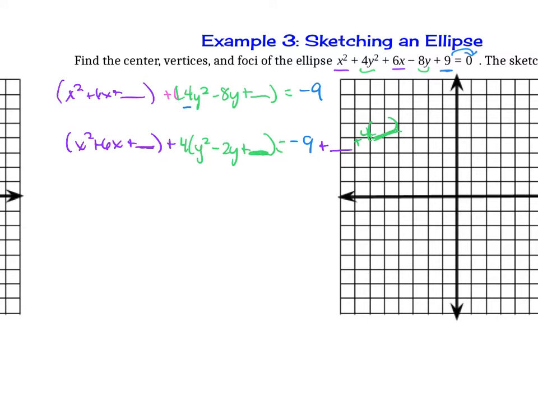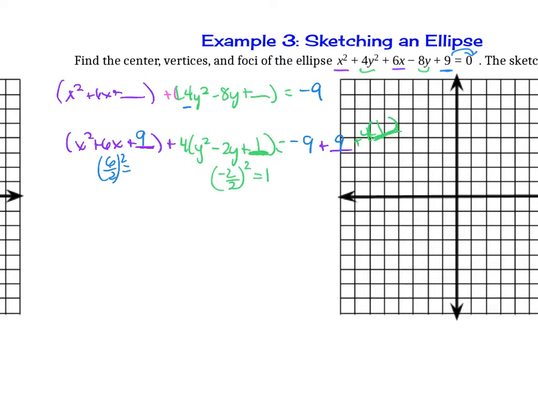So now let's complete the square. So here, 6 divided by 2 and then square it. That's 3 squared, which is 9. So I'm going to add 9 to both sides here. Then here on the green for the y values, negative 2 divided by 2, and then we square it. That's just going to be a positive 1. So we're going to add 1 to both sides, which is really adding 4, right? Because we have to multiply by 4 in order for it to be balanced.